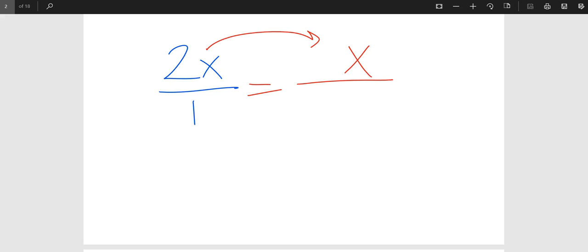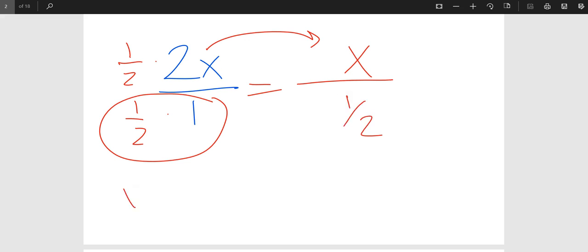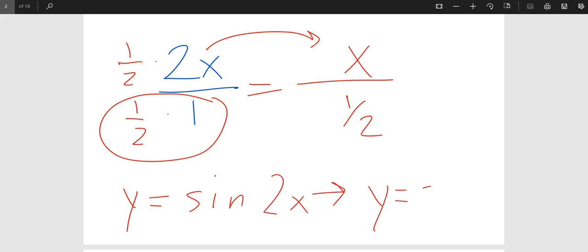Can you tell me what number I should multiply by? How do I go from 2x to 1x? What should I multiply by? I should multiply by 1/2, better known as the reciprocal of 2. Now, I also learned, back in my days with fractions in junior high, that if I do something to the top of the fraction, I have to do the same exact thing to the bottom of the fraction. So, what do you get when you multiply 1/2 times 1? 1/2. So y equals sine 2x is the same exact thing as y equals the sine of x over 1/2.